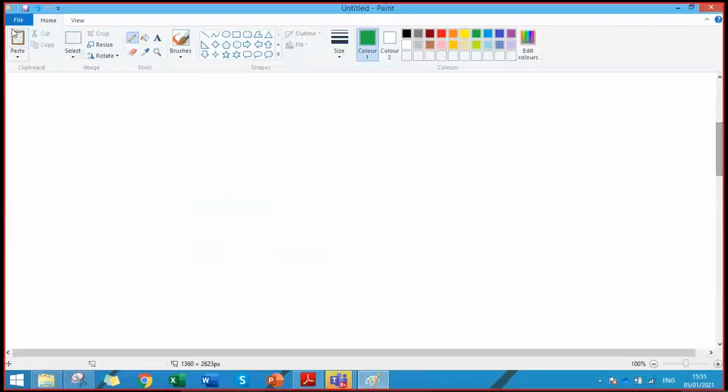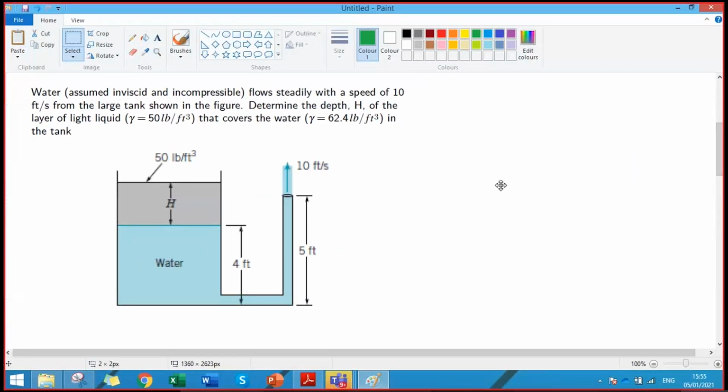In this problem 1, we have water in a tank, and there is a light liquid on top of the water. So there is a layer of a liquid on top of the water, and then the water has an elevation of 4 feet, and it is connected to a tube from which the water is flowing at a speed of 10 feet per second. You are required to measure this depth H of the light liquid that is responsible for producing this much velocity of the water, 10 feet per second. Is it clear?